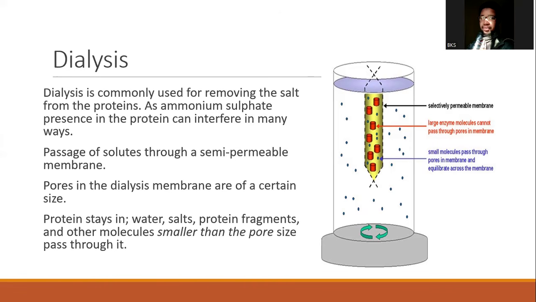So the next thing is to take a step in order to remove those ions. And the next step is dialysis. In dialysis, you put your protein inside a semi-permeable membrane. Inside this semi-permeable membrane, you introduce it into a proper solution, and in that solution, the ammonium ions and the sulfate ions move out.